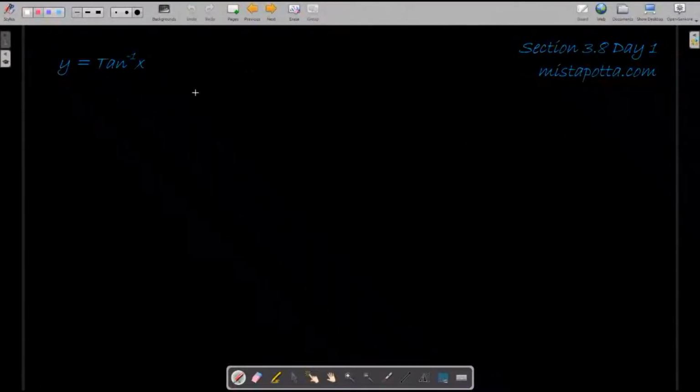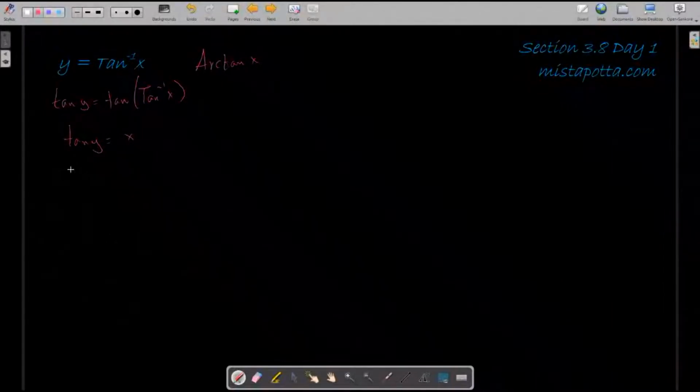The next function that I want to talk about is tangent inverse. And I'm going to follow the exact same process in trying to find this derivative. So I'm going to take the tangent of both sides. So I'm going to take the tangent of tan inverse x. And again, remember, I'm restricting this to the function tan inverse and not the relation using the lowercase t. And you may also see this written as the arctangent of x. So when I do this, I get the tangent of y equals x.